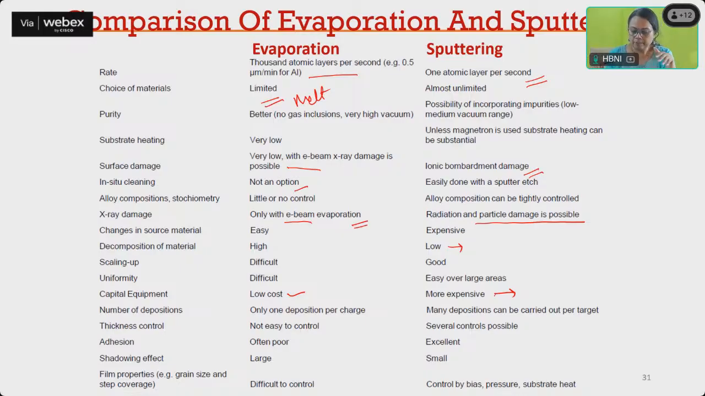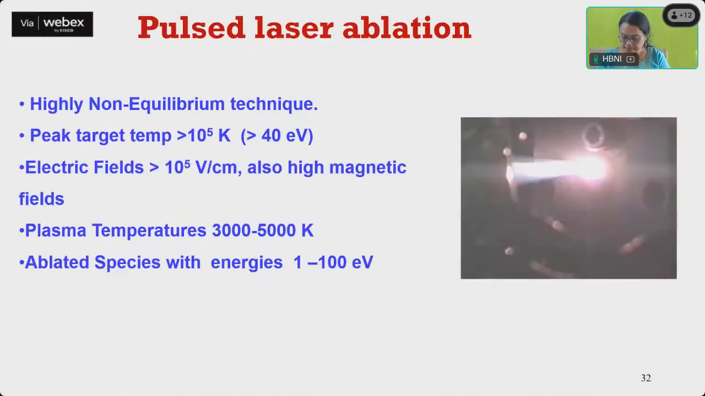Thickness control: in both you can do the thickness control, but with more experiments. And then adhesion is very good in sputtering because energetic ions are coming, and there are other things. Now coming to one more kind of thin film deposition, which is pulse laser deposition, PLD, pulse laser ablation.